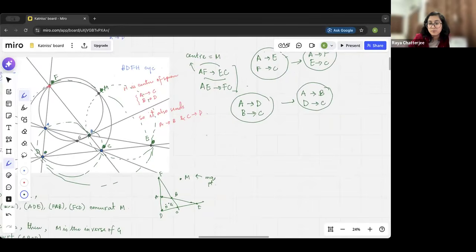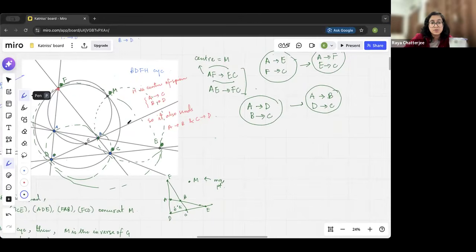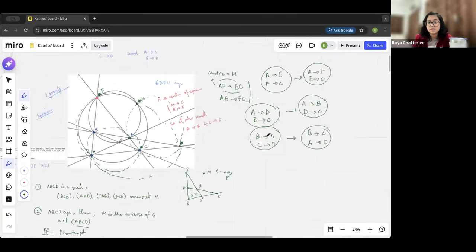And there is one more pair that you can find, which is B goes to A, C goes to D. And that gives rise to B goes to C, A goes to D. Yes, so these are the 6 spiral similarity pairs that you get.